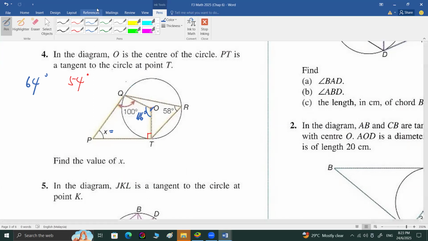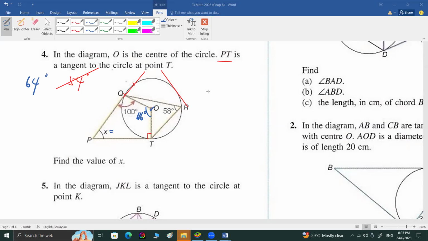Maybe when drawn it is not a tangent, it can cross two points, remember? Now tangent means it crosses only one point, right? Can you see this line? The question already mentioned it is 100, so if it's 100 it's not 90. And the question only mentioned PT is a tangent to the circle at T. It just mentioned PT is a tangent, didn't mention PQ is a tangent. So the answer is 54.